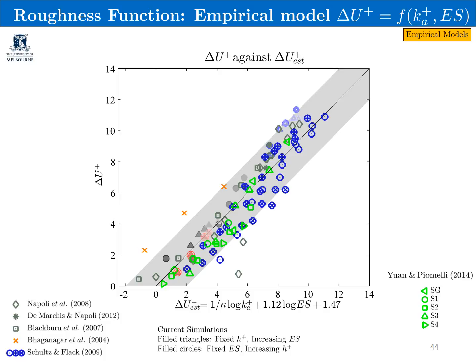transitionally rough regime. It is important to note that this roughness function model is simplistic and does not have the right asymptotes when Es approaches infinity, and also when Es and ka+ approach 0, due to the log terms. Also, there are other roughness parameters which should be included in this model to take into account the alignment or sheltering of the roughness elements.